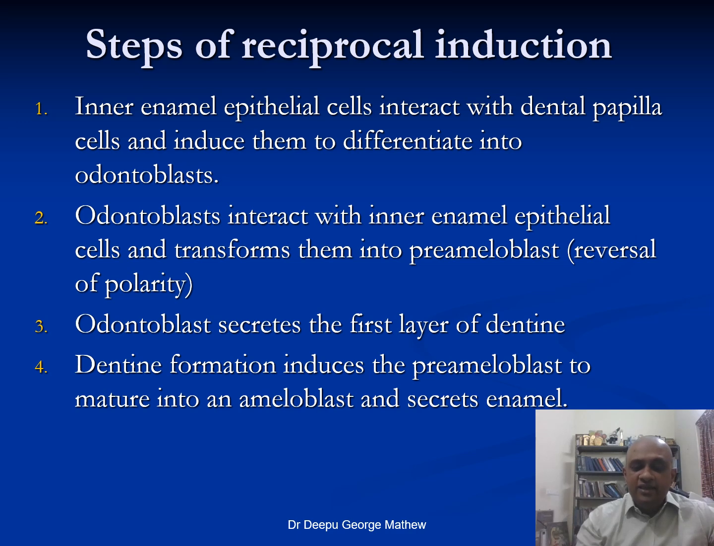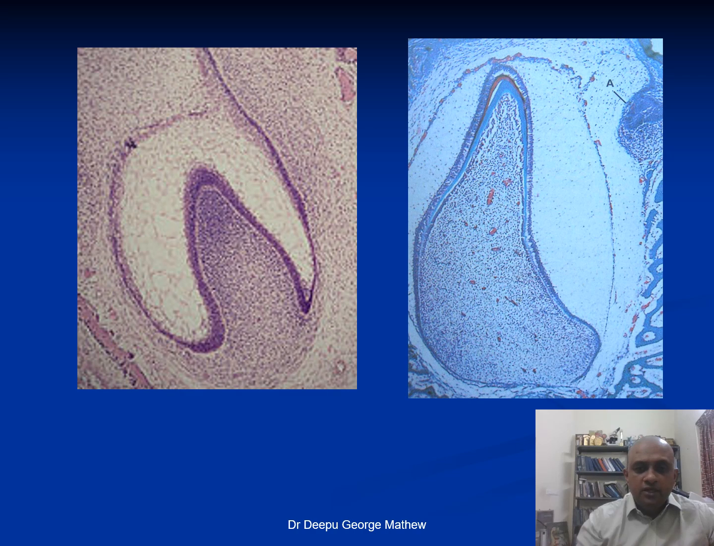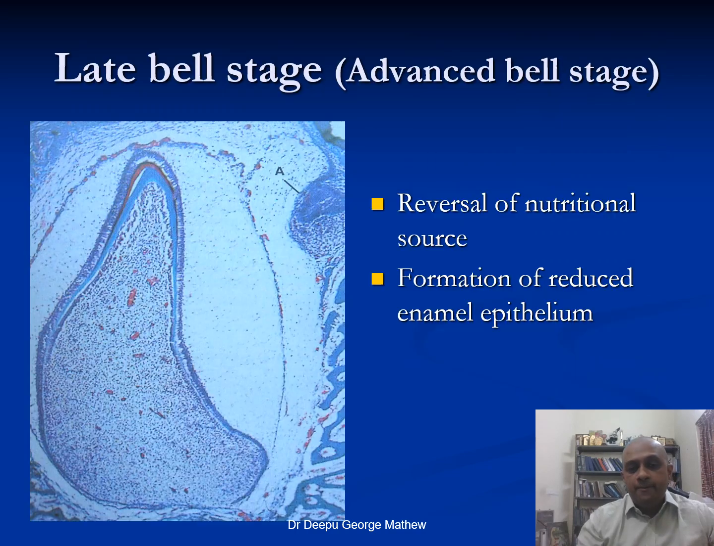So if you write like this as numbered points, rather than writing it in a running way, I think you can impress the evaluator and score more marks. So this is what you can see, the early bell stage and the advanced bell stage. The difference between them is the hard tissue formation.